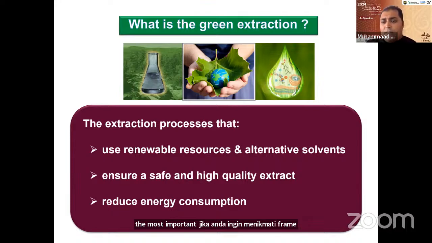Another point is alternative solvents. Instead of using toxic solvents like hexane, chloroform, and methanol, which are very toxic, and of course, after extraction, you have to evaporate and discard them. So ultimately, in the sink of your laboratory, it goes into the environment. So to avoid the toxic effect of these organic solvents, you can use alternative green solvents, which I will discuss in the next slides.